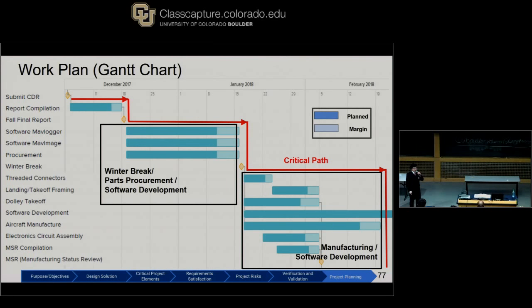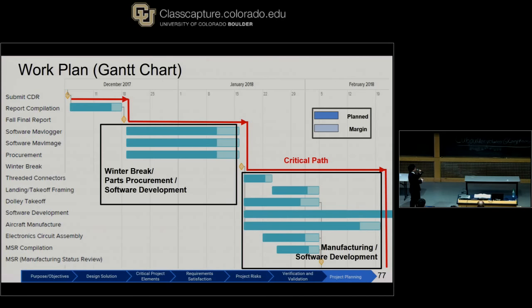This is our schedule in the form of a Gantt chart. Items in the darker blue are our planned schedule for those tasks, and then the light blue marks the margin we've placed for those tasks. Here you can see our critical path. Our schedule marks are marked in 4 different categories.